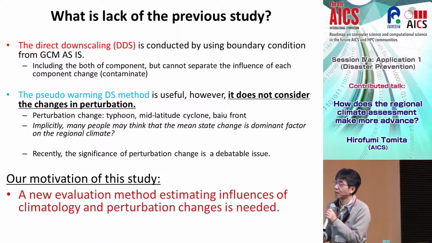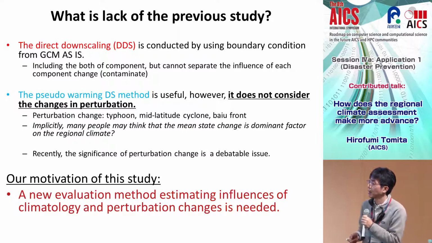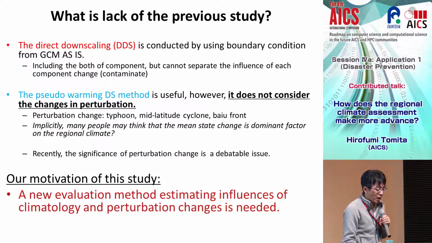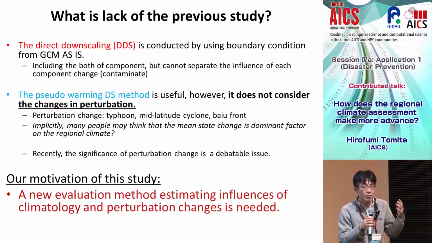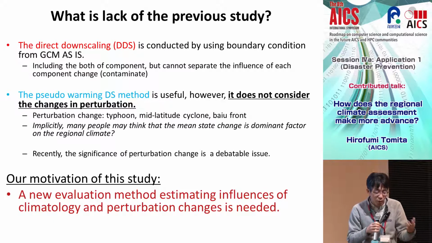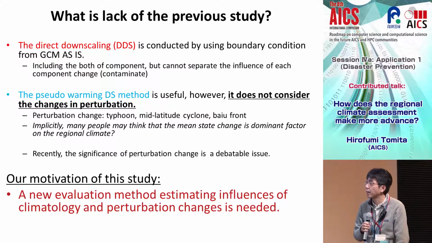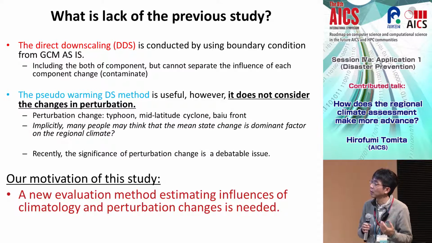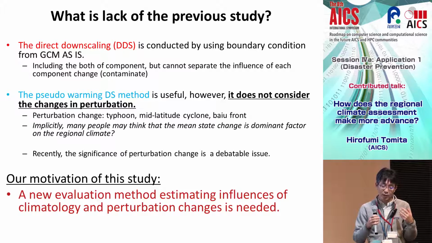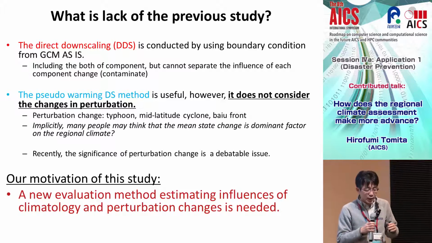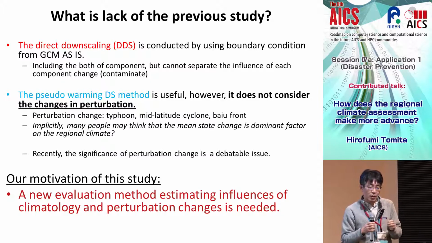So what is the lack of previous study? The direct downscaling is constructed by using a boundary condition from the GCM as is. Okay. So it includes both components, but it cannot separate the influence of each component change. So the two components contaminate each other in the result. Okay. So we cannot extract the influence of each.